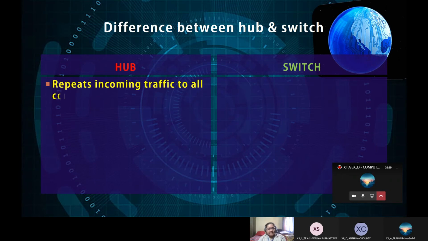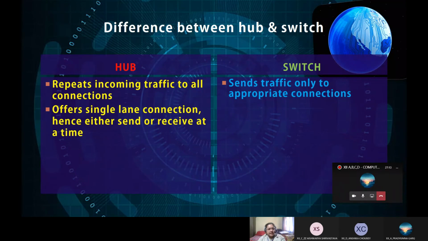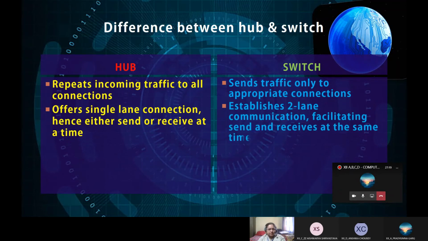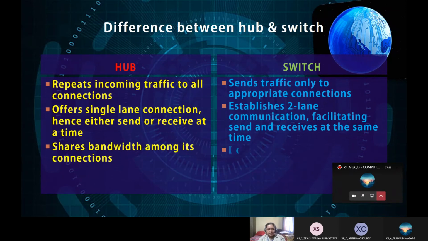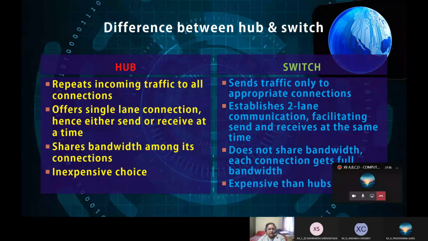A hub repeats incoming traffic to all connections, we already know that. A switch establishes a temporary connection between the source and the receiver, and then the communication takes place. A hub offers a single lane connection, hence either send or receive at a time, whereas a switch establishes a two lane, that is full duplex communication, where sending and receiving takes place at the same time. A hub shares bandwidth among its connections, a switch does not share bandwidth. Each connection gets full bandwidth. A hub is an inexpensive choice, whereas a switch is expensive as compared to a hub. So these are very important differences between a hub and a switch.